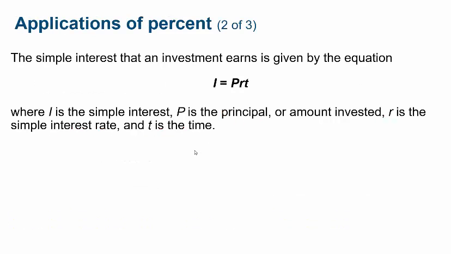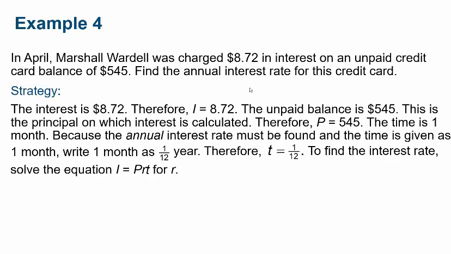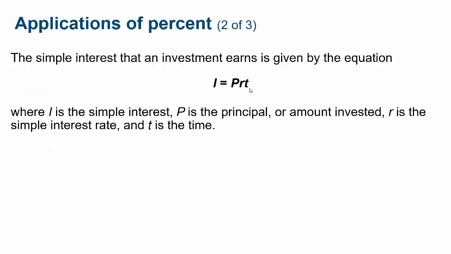All right, let's talk about simple interest. The simple interest that an investment earns is given by the following equation: interest is equal to principal times rate times time. So I = P times R times T. I is the simple interest amount. Principal is how much you initially invest. R is the rate that you're getting on the interest, and T is the time. Usually it's going to be in years, but it can be months, things like that.